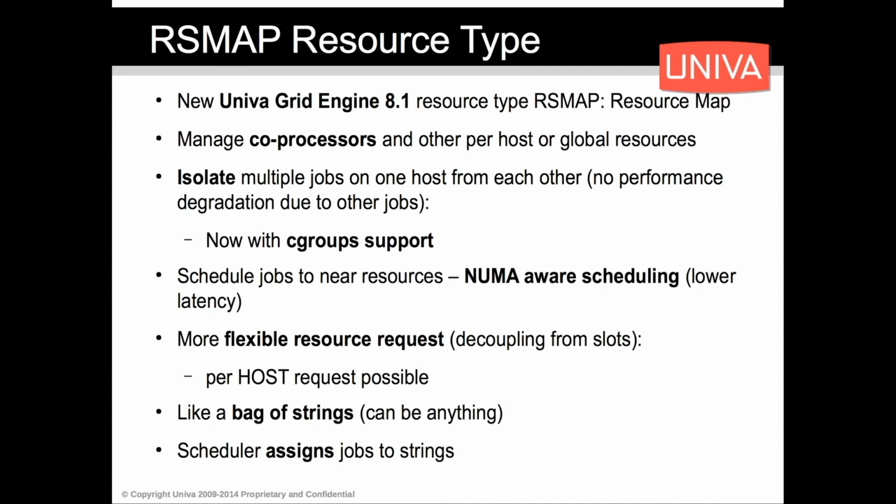Resource map can be used to schedule jobs to near resources. That is also called NUMA-aware scheduling. This allows you to have a lower latency when you're requesting memory. It allows you to have a more flexible resource request, so you can decouple the per host requests from the slots request, which is a good thing when you're having coprocessors.